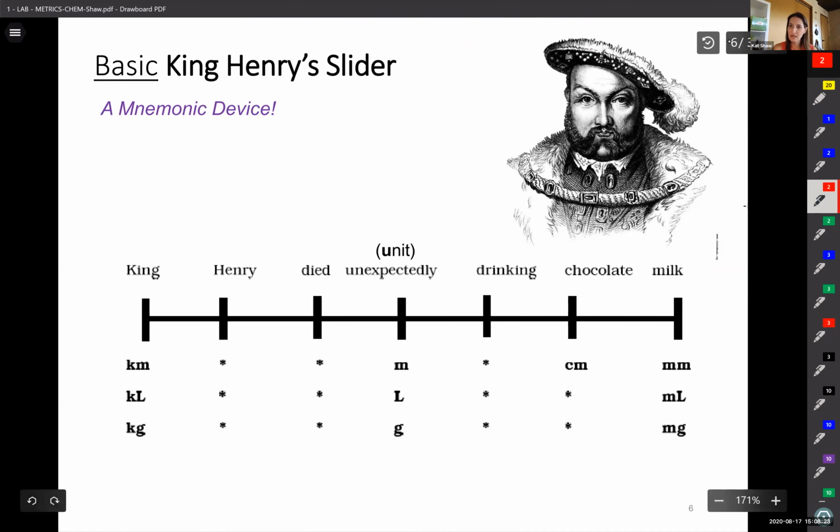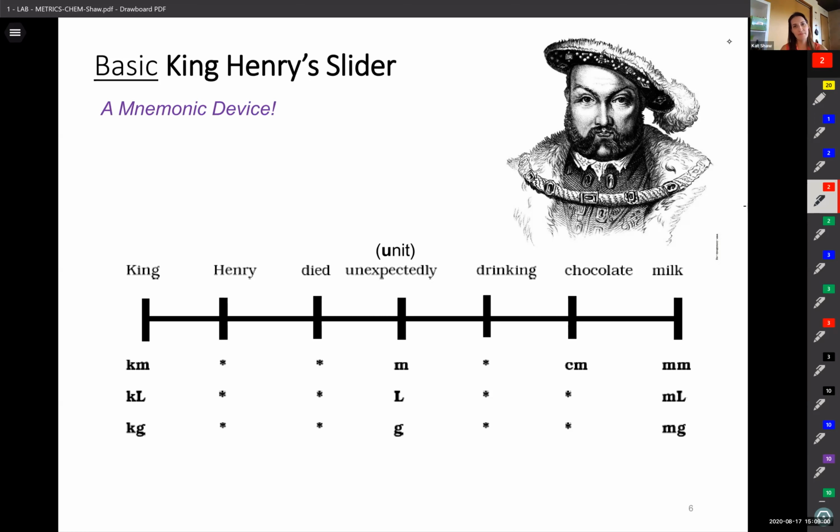So what I'm going to show you here is just a quick method that you can use to convert back and forth within the metric system that you can choose to use on the exam. You can choose to use some other method that you've learned in the past, or just the dimensional analysis. But it's something that I find very useful, and have come to make a habit of writing it down whenever I'm doing these types of conversions by hand. And that's called the King-Henry slider.